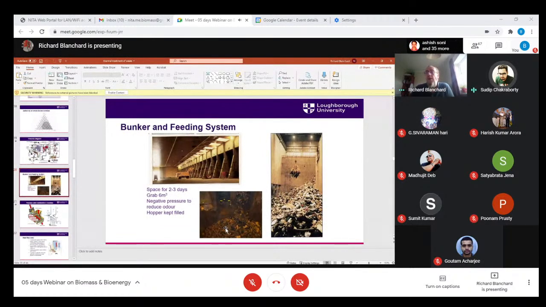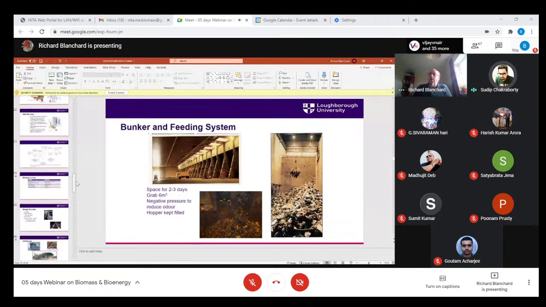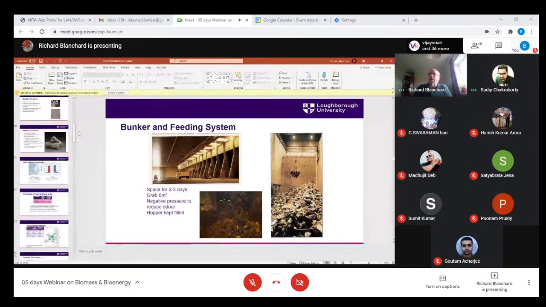Sir, can refuse-derived fuel, RDF, be produced from the non-combustible waste? Refuse-derived fuel, can it be produced from the non-combustible? Yes, sir.